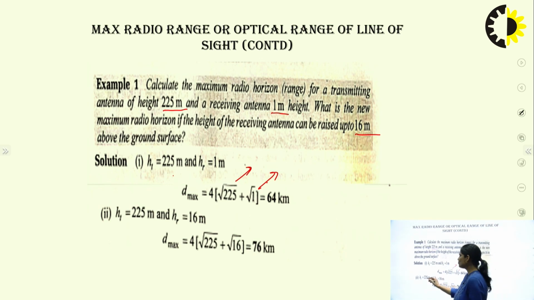Now h_t is equal to 25 meter, h_r is equal to 16 meter here. So d max is equal to 4 under root 25 plus under root 16. So this is your d max when you have h_t is equal to 25 meter and h_r is equal to 16 meter. So your d max is equal to 76 kilometer.